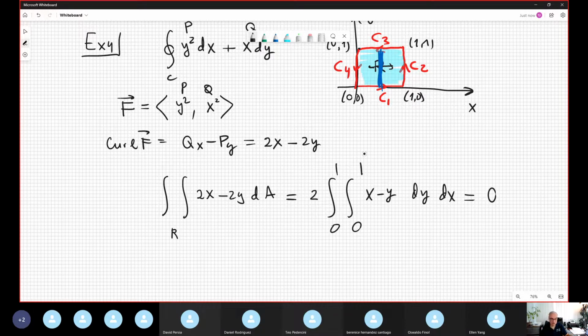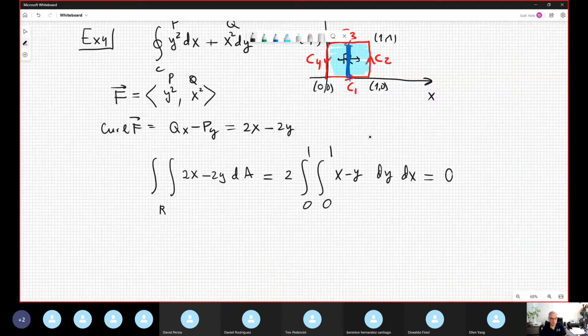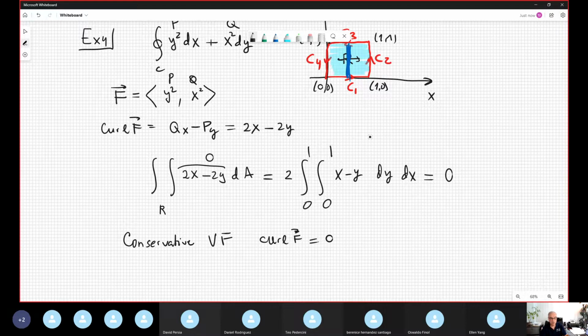The idea is, let me explain. When you have a conservative vector field, the curl of the curve is 0. So it's obvious that if I apply Green's theorem, the integrand function is 0, and the double integral of 0 is 0. There is no contradiction. This is a confirmation that the line integral in a closed curve in a conservative vector field is 0.